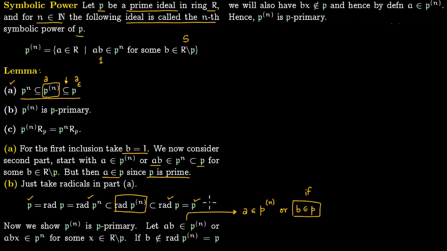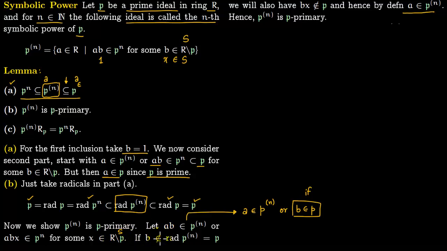So we'll start from here and we have to end up right here. So if AB lies within P to the symbolic power of n, then you have to use this definition. So there is some x so that ABx lies in P^n, where this x also lies within R minus P, or we are setting R minus P equal to the multiplicatively closed set S. So x lies within our multiplicatively closed set S, which is equal to R minus P.